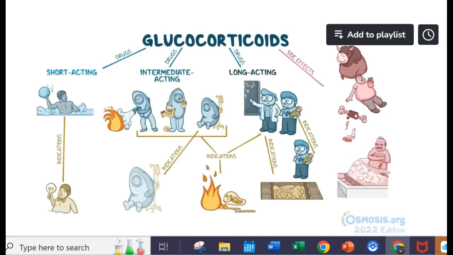But wait, there's more. Here's a mind map with all the mnemonics. Go ahead and pause the video so you can test yourself and see what you remember. Stay tuned for the answers after the credits.